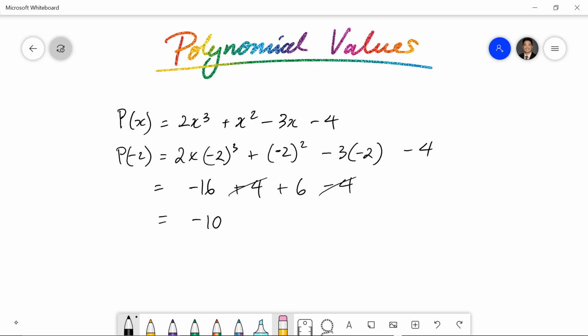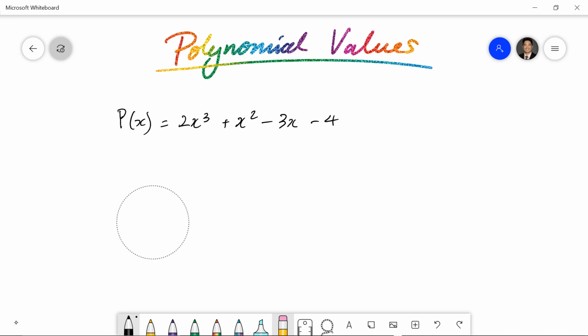Okay, let's ramp it up to something that has variables. Again, you can see how we're substituting. Things don't really change. But what happens if we say p of a? Basically, you're replacing all the x's with an a. So it'll be 2a cubed plus a squared minus 3a minus 4. There's really nothing else that you need to do further than that, because it's just a variable. We're just replacing the x with an a.